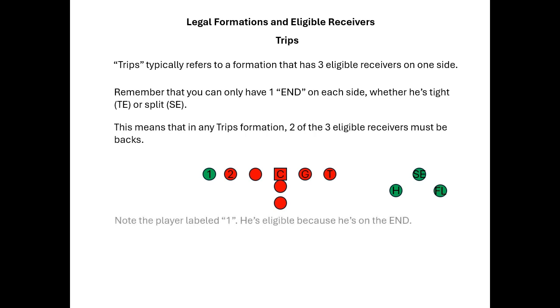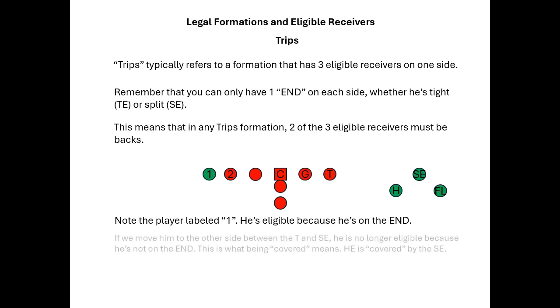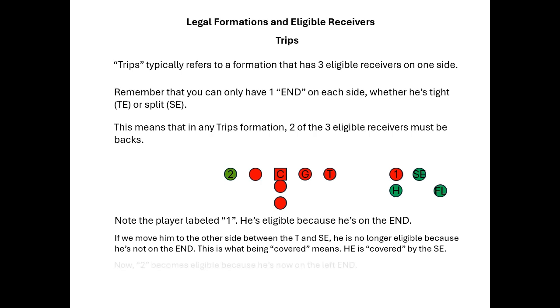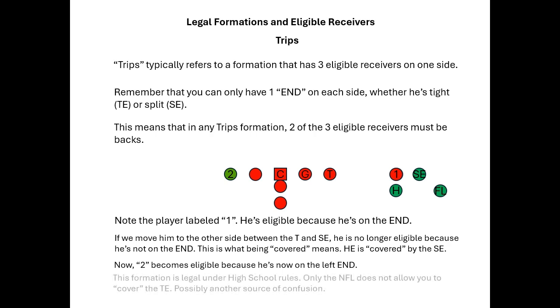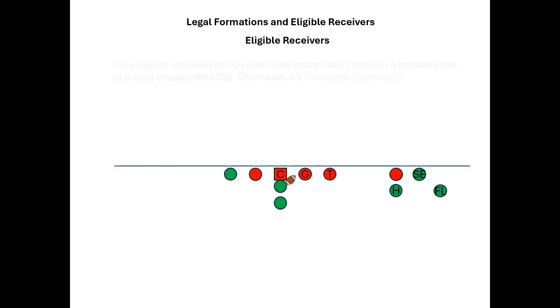The guy on the left, number 1, he's eligible because he's on the end. But if we move him to the other side between the tackle and the split end, he's no longer eligible because he's not on the end. And this is what we refer to when we say he's covered, because he's quote unquote covered by the split end. He becomes red, and number 2 on the left becomes eligible in green because he's on the left end. Covering the tight end is only prohibited in the NFL and not under high school rules.